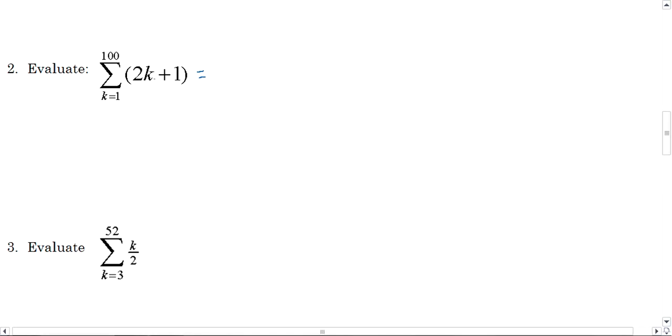Okay, so what are we going to do here? What I like to do is write out the first few terms, and then write the last term out, so then I kind of see what's happening here. Before we do anything, I'm going to write in when k equals 1. So let's do this: 2 times 1 plus 1.